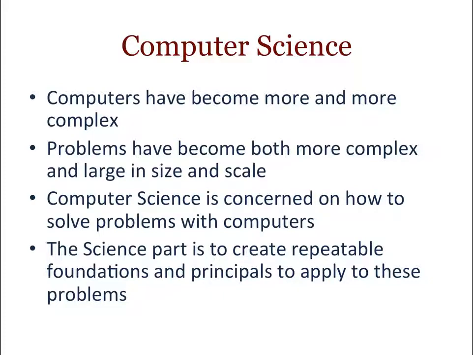So first about computer science, because computers have become more and more complex, and we're solving larger and larger problems, and actually more difficult problems, computer science is becoming more and more important to solve problems. In fact, you'll see problem solving in computers is now integrated in almost every level of science and becoming more and more important to actually making advances in science these days. Now, computer science, the science part is to have a way that we can create repeatable foundations and principles to be able to apply those principles to problems.